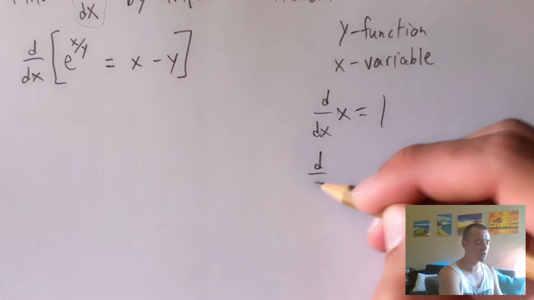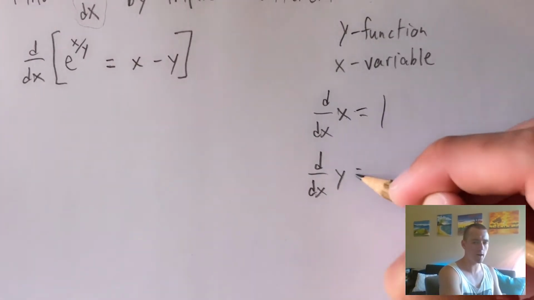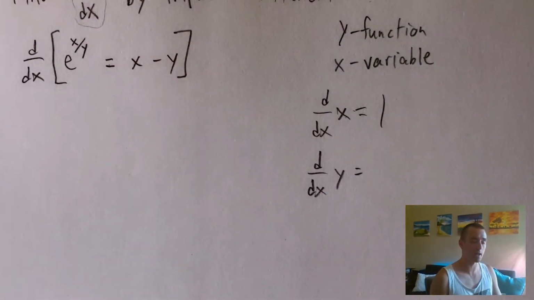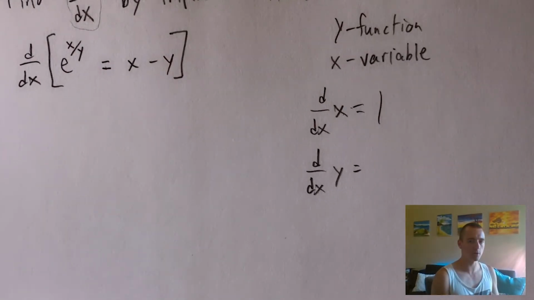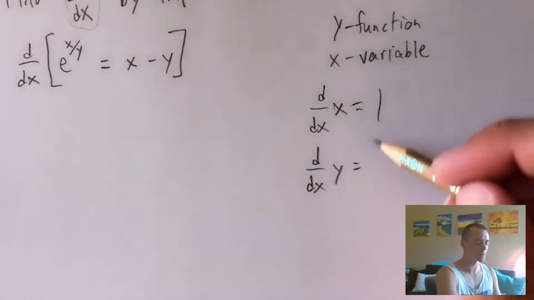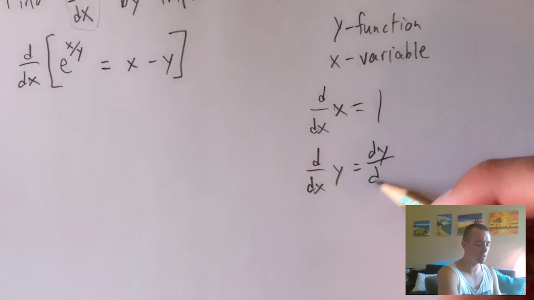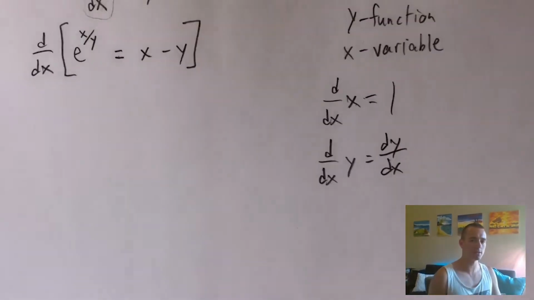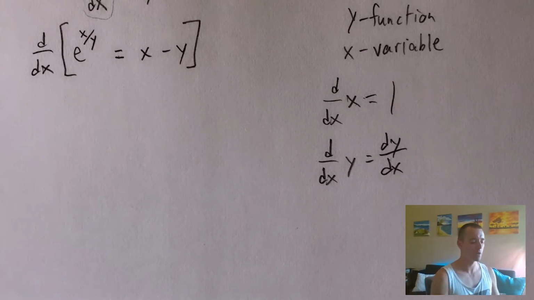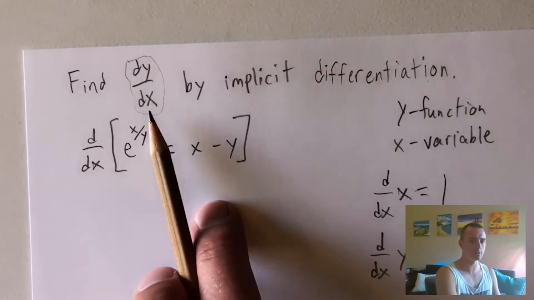However, if we're taking the derivative with respect to x of y, which is an unknown function of x, since we don't know the function y, we don't know what it is in terms of x, we can't actually find its derivative, which is kind of weird. But what we can do instead is to say that the derivative of y with respect to x is just dy/dx. So this notation here basically just means the derivative of our function y with respect to x, which is exactly what we're trying to find in this equation.